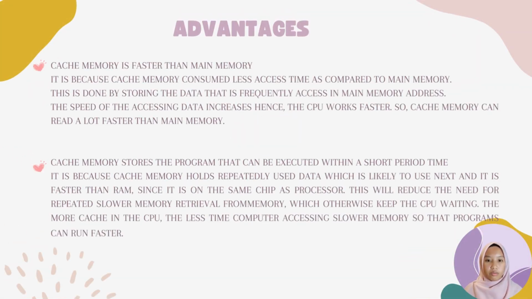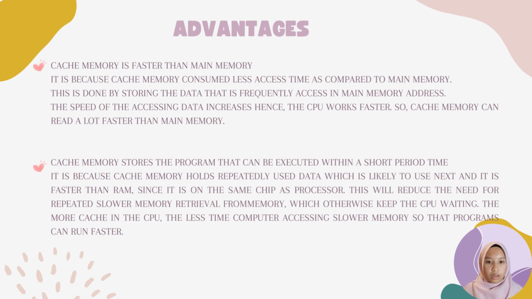Next, I will present the advantages and disadvantages of cache memory. The first advantage is that cache memory is faster than main memory. It is because cache memory consumes less access time as compared to main memory. This is done by storing the data entries, hence the CPU works faster. So, cache memory can be read a lot faster than main memory.